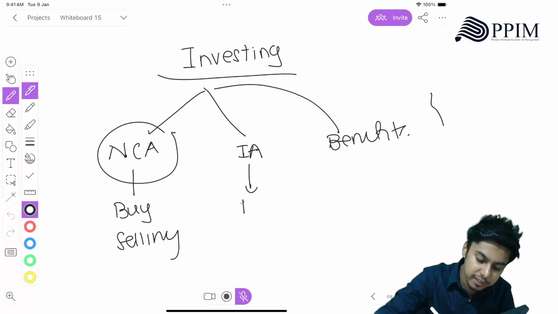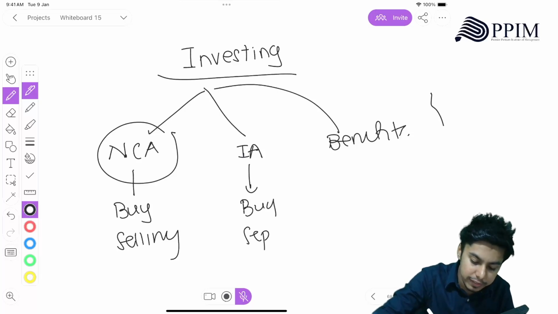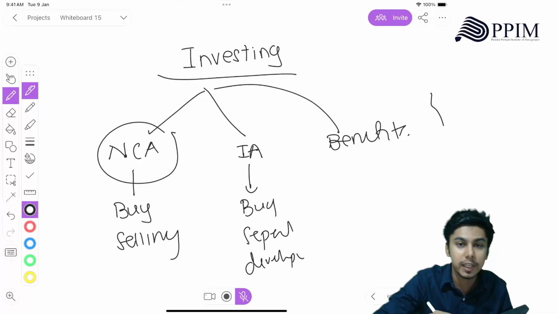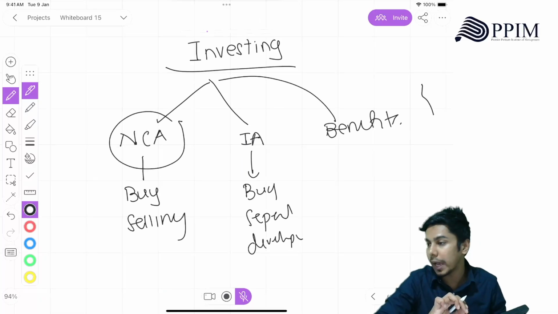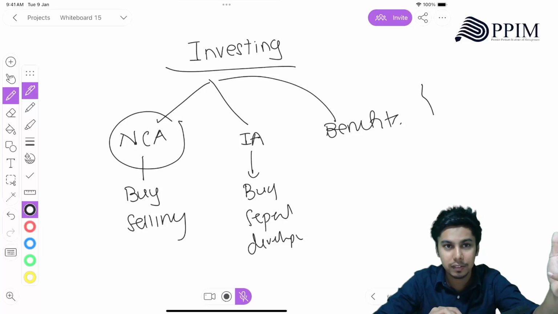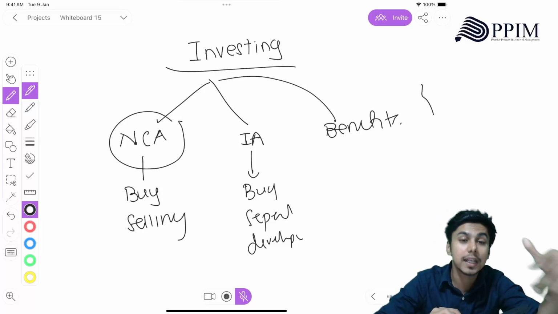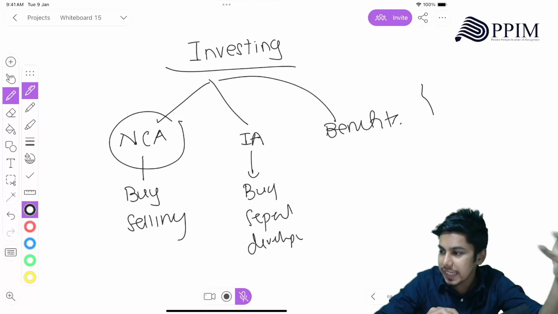Intangible asset also, guys, same story. You buy intangible assets, you spend on intangible assets, you spend on development. All these we have to show as investing activity. Buying intangible assets, buying brands, investing in fixed deposits, buying another company's shares. All these are investing activities.